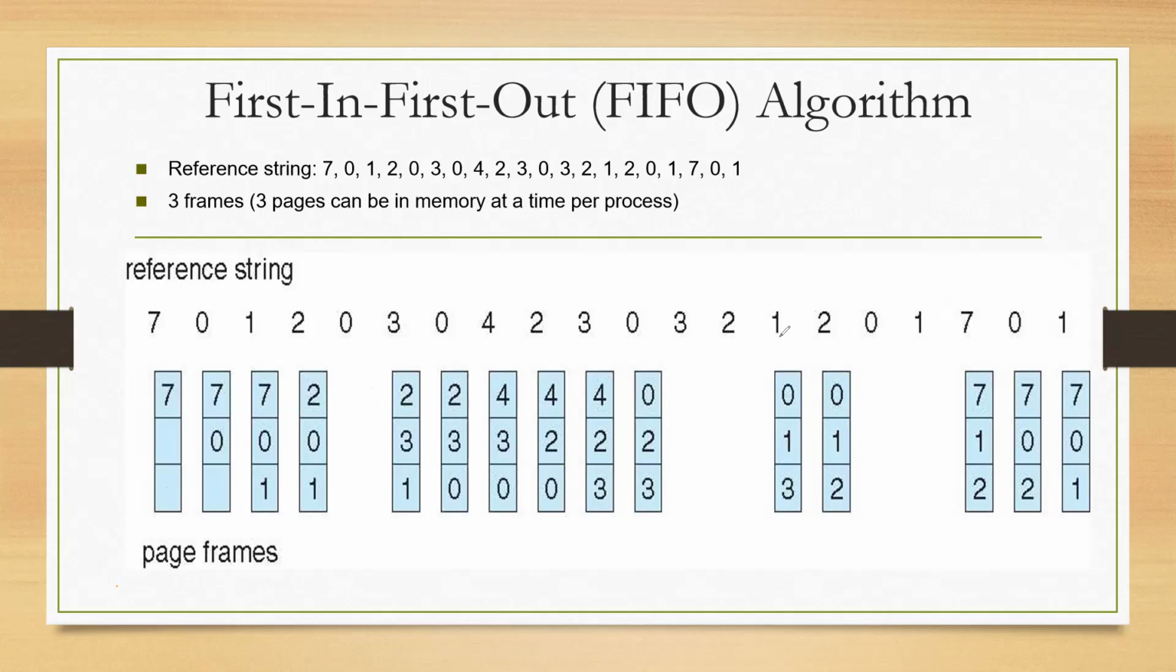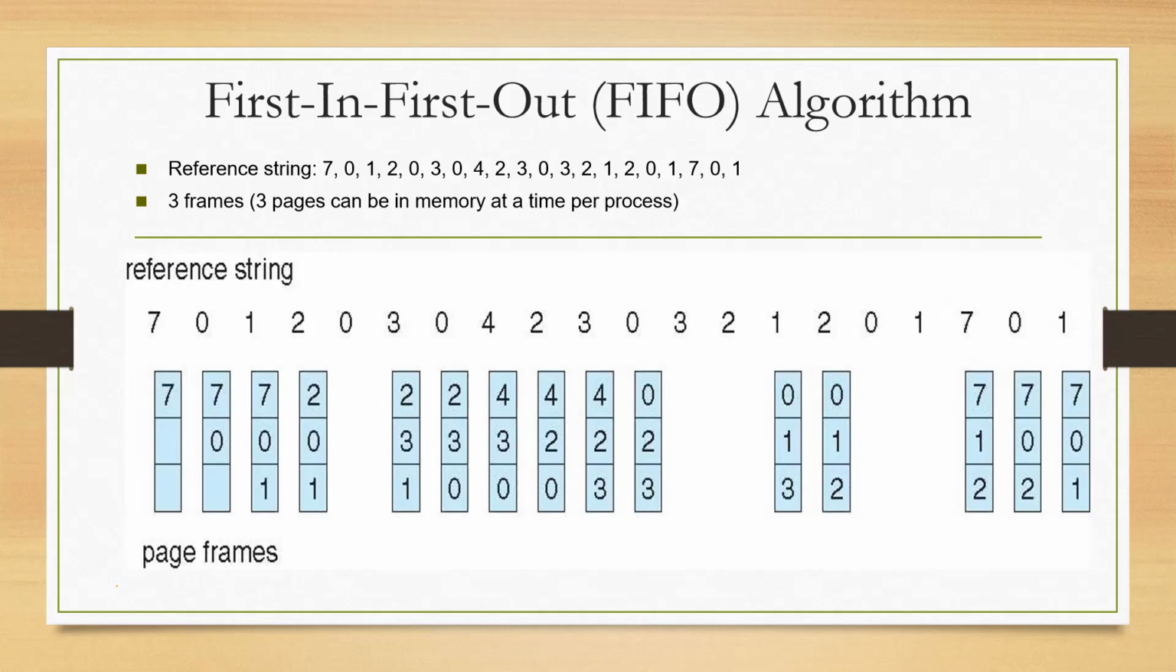Instead of 2, you can place 1. So 0, 1, 3. This is also a page fault. And 2 is not available, so instead of 3, you replace 2. A page fault occurs. 0 is already available, a hit occurs. 1 is already available, a hit occurs. Then 7 comes in with 0, 1, 2, so 0 will be removed: 7, 1, 2. Then again 0 is not available, so 1 will be removed: 7, 0, 2. And 1 is not available, so 2 will be removed: 7, 0, 1. This is the way the replacement algorithm works.